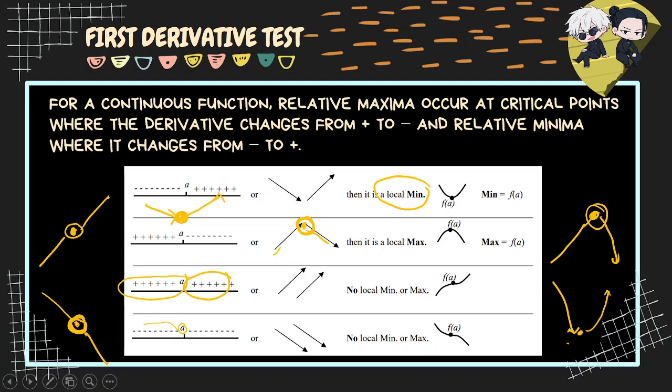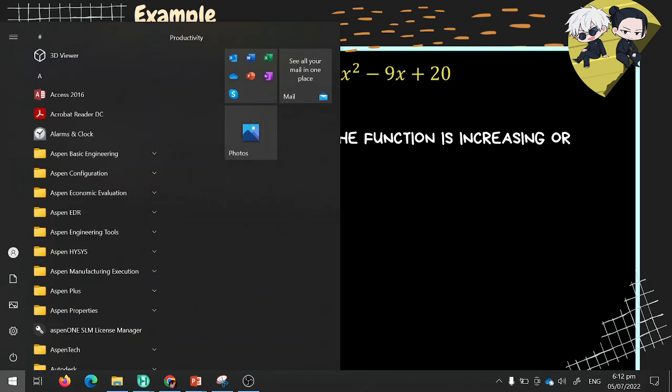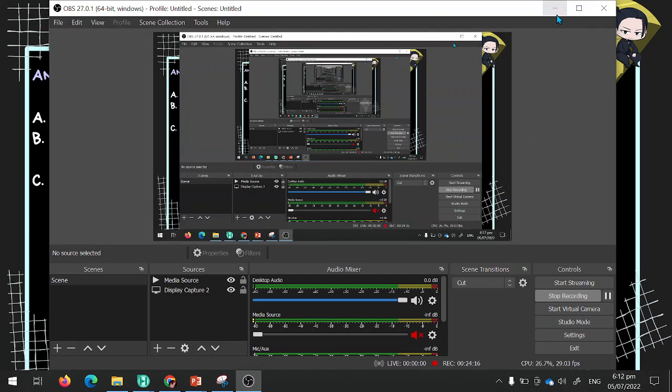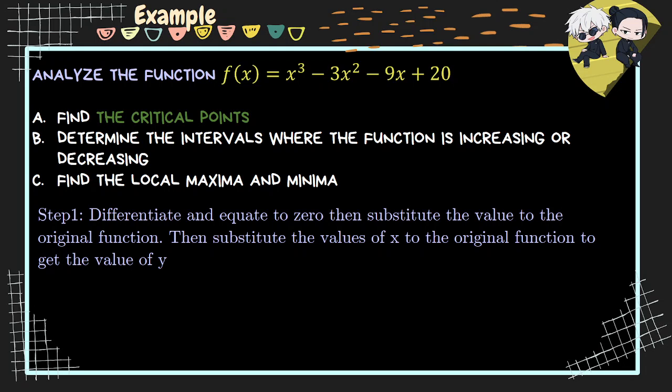Okay? So, for example, we have this function, x cubed minus 3x squared minus 9x plus 20. In order for me to analyze this function, we're going to analyze the function based on the first derivative test. So first, we are going to find its critical point. In order for us to find the critical points, we need to differentiate that and equate to 0. Then, substitute natin yung value sa original function. After that, pag na-substitute na natin yung values ng x sa original function, makukuha na natin si value ng y. So, how are we going to do that?